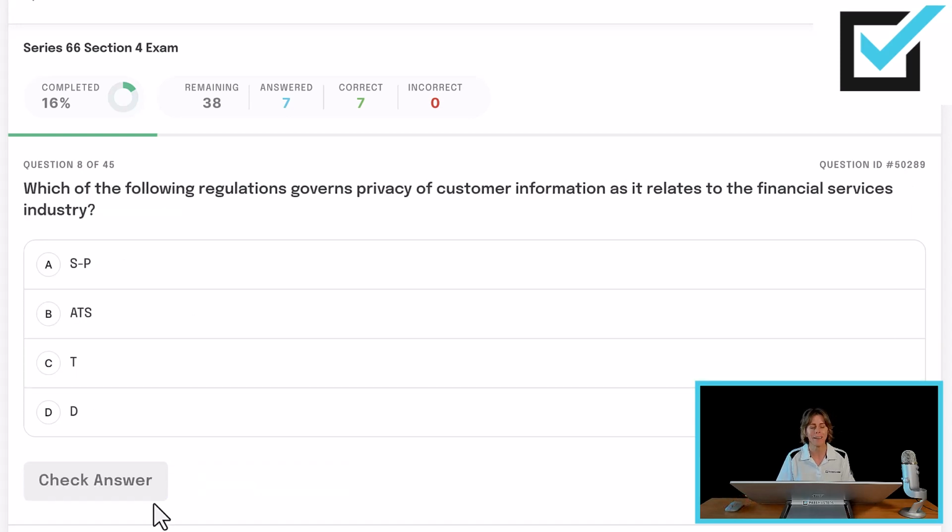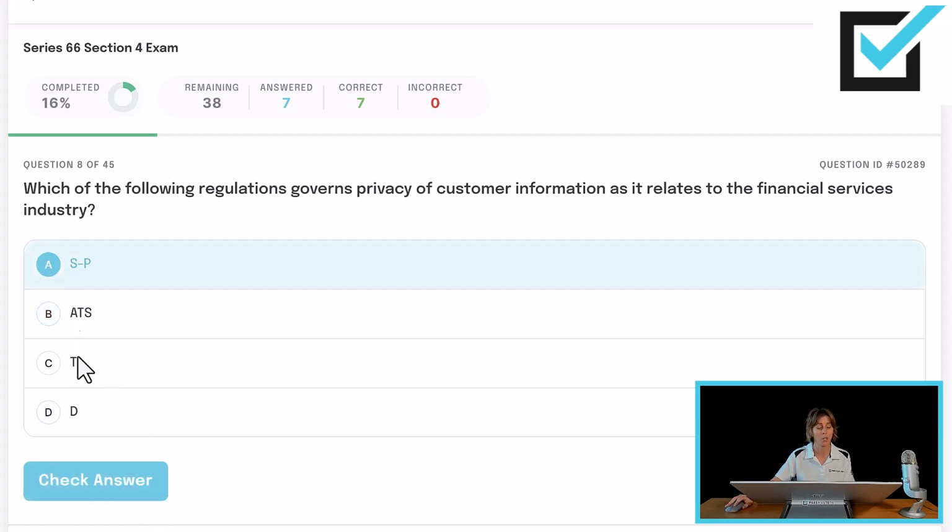Which of the following regulations governs privacy of customer information as it relates to the financial services industry? It is Regulation S-P. It is the Financial Services adoption of the Gramm-Leach-Bliley Act.